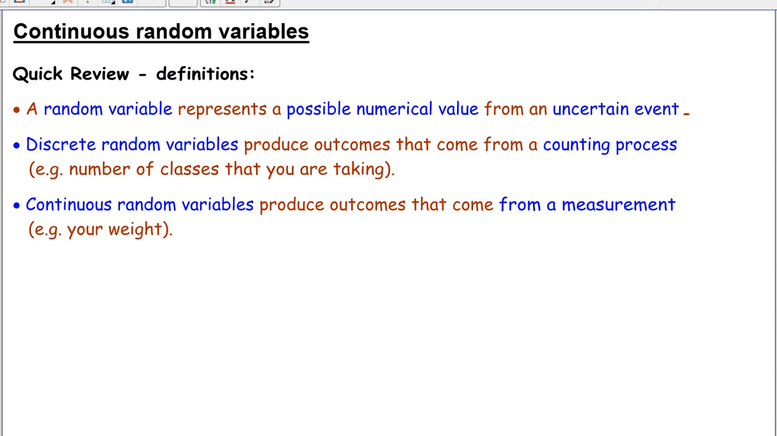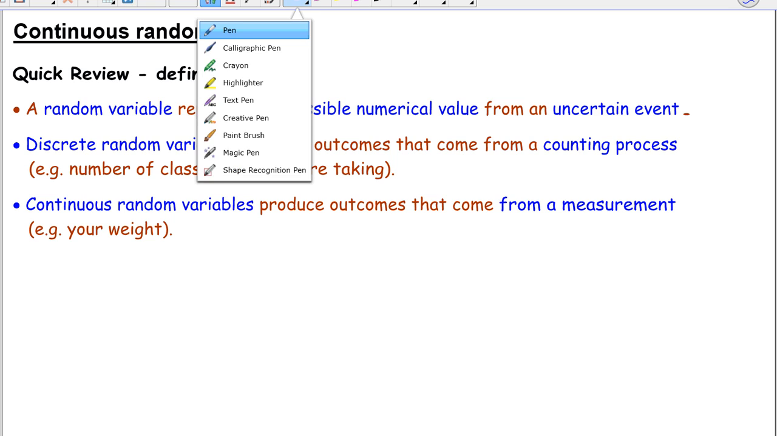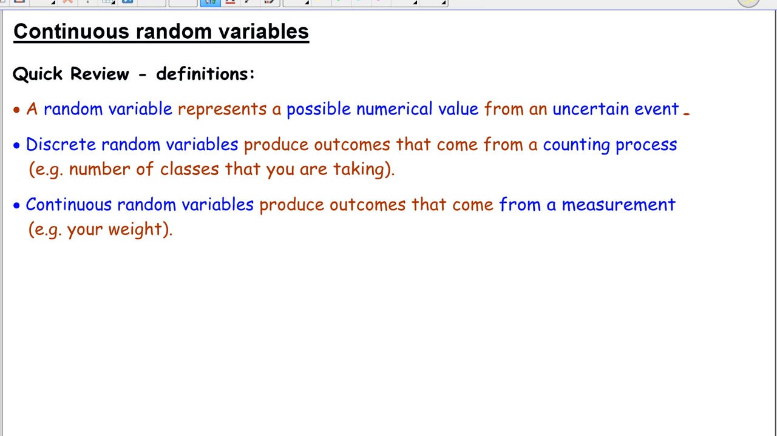In this video, I'm going to discuss continuous random variables. Here are some important definitions that I need to go through before I start discussing this in detail. So, a random variable represents a possible numerical value from an uncertain event, which could be an experiment.